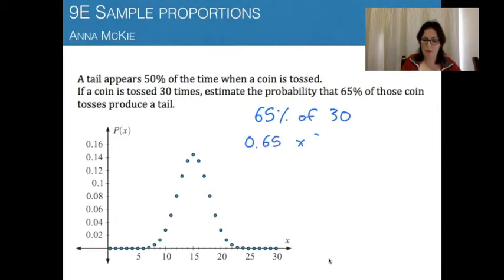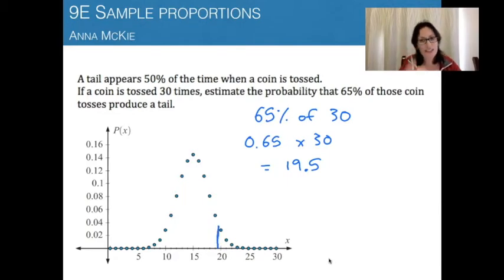Mathematically, to do that, we multiply 0.65 by 30 and we get 19.5. That's 19.5 what? Tails. That's not possible. So let's just mathematically play with that idea. Where is that on our graph? Where would 19.5 be? Well, here's 19, so 19.5 is there.